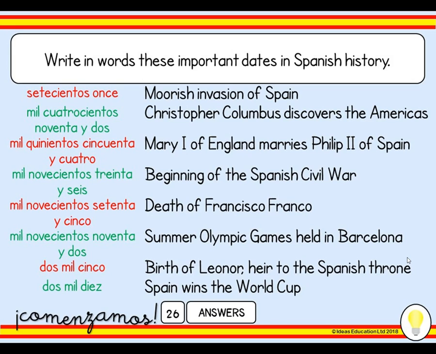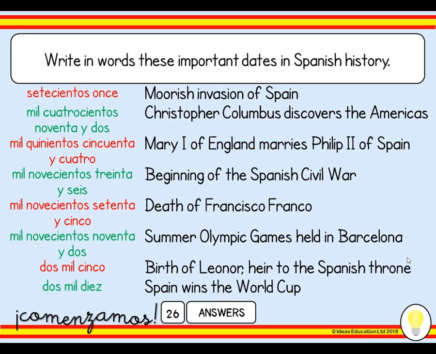And then if you watch Horrible Histories, you'll know all about Philip II of Spain. He married Mary I of England. Mary I, of course, was Elizabeth I's big sister. And they got married in 1554.